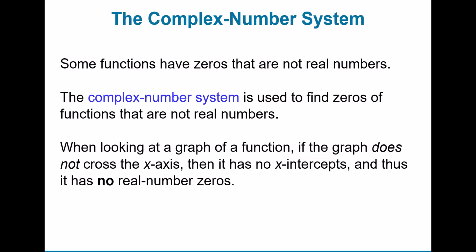So some functions have zeros that are not real numbers. The complex number system is used to find these zeros that are not real numbers. When looking at a graph of a function, if the graph does not cross the x-axis, then it has no intercepts, and thus it has no real number zeros.